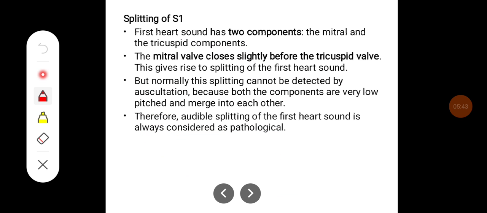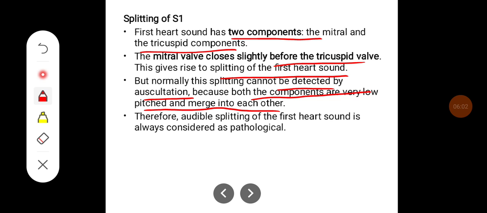The first heart sound has two components, the mitral and tricuspid components. The mitral valve closes slightly before the tricuspid valve. This gives rise to a splitting of the first heart sound. But normally this splitting cannot be detected by auscultation because both of the components are very low pitched and merge into each other. Therefore, audible splitting of the first heart sound is always considered as pathological.